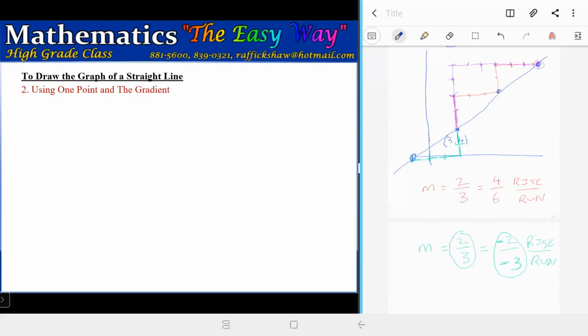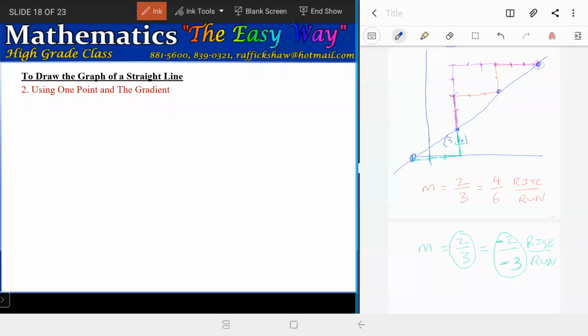Alright, so when you have the gradient and you have a point, you can draw a line using those two. If you understand that that's what gradient is, just how you rise and run from one point to another point, I can make some small rise and some small runs, or some big rise and some big runs. So you can use values that equal the same thing.